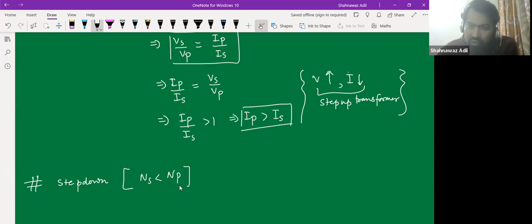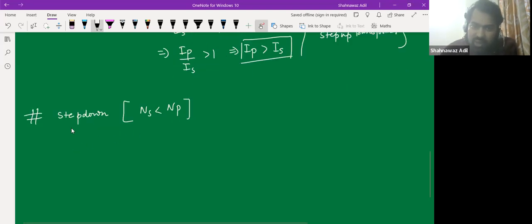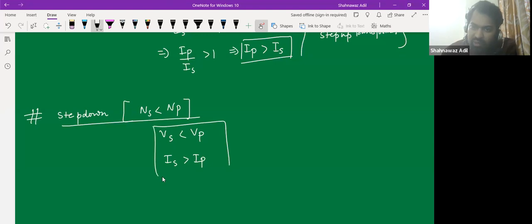And similarly, we'll get the same result for the step-down transformer. We will get a voltage that is less than the primary coil and a current that is greater than the primary. I will not write it because the exact same thing is happening. So this is a step-down transformer.